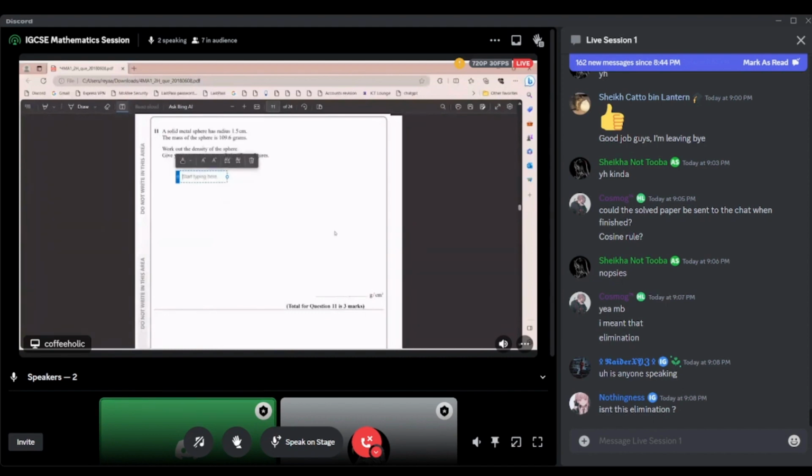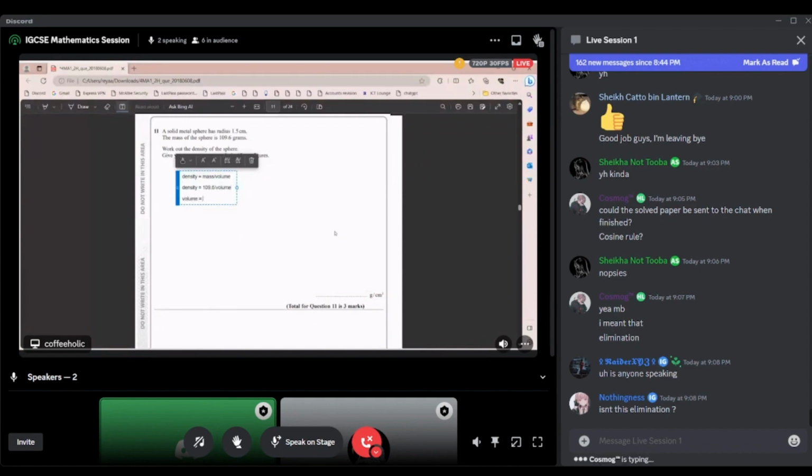So going ahead with this question, it says a solid metal sphere has a radius of 1.5 centimeters. The mass is 109.6 grams. Work out the density. So the trick would be to say the density equals mass upon volume. That would be the formula that you need to remember. I don't think it's given in the sheet either, so you have to know that. The mass we know is 109.6 grams, and we'd have to divide it by the volume, so we have to find the volume of the sphere.